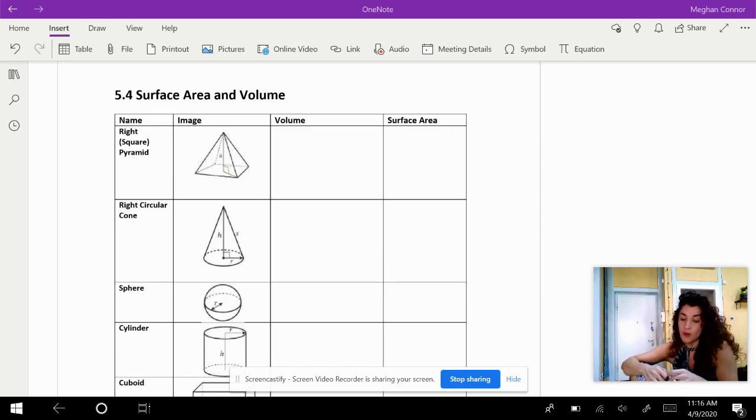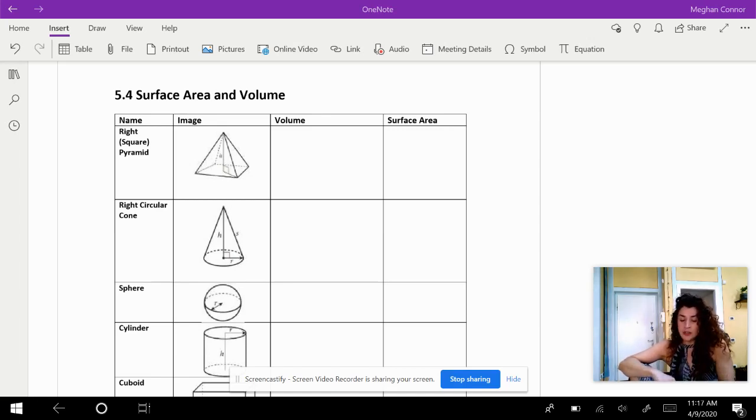So we're going to go through the formulas today and then have just one example. I'm trying to cut down on the length of your lessons, but we'll see how that goes because I talk a lot. So we're just going to be doing the volume and surface area formulas, and then we'll do one example, and then we're done.